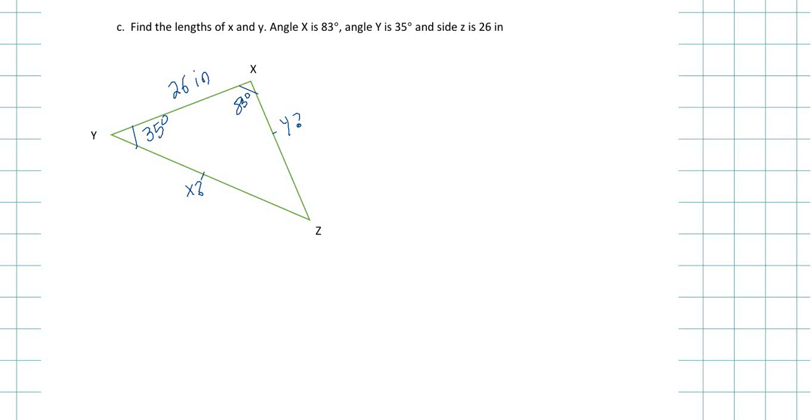All right, so find the length of x and y if angle x is 83 degrees and angle y is 35 degrees and side z is 26 inches. So if I'm looking at this question, I have two angles and one side, and I'm asked to find the other sides, right? So which one do you want to start with?